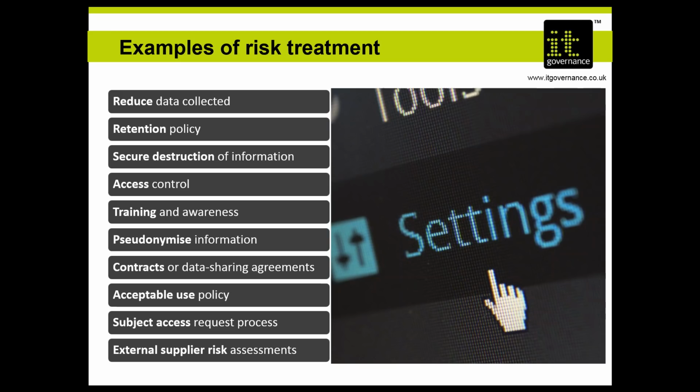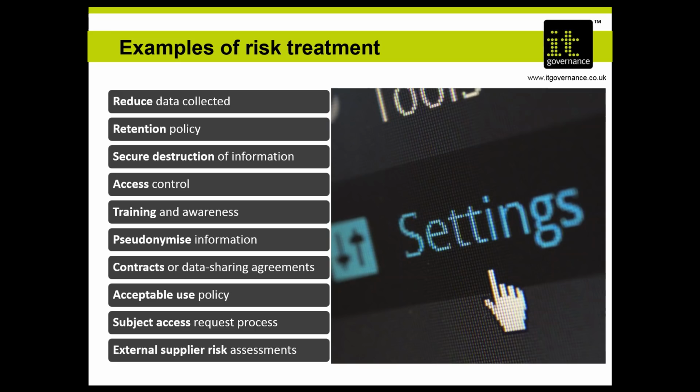Putting in place contracts with processors, making sure if you're a processor you've got a proper contract with a controller, is another good risk treatment or risk mitigation measure. It's a way of making sure that your processors know what they have to do. They know how to report a data breach and so on. An acceptable use policy would set out for staff, for third parties, what an acceptable use of assets might be, and that would include how those assets can be used to access personal data.